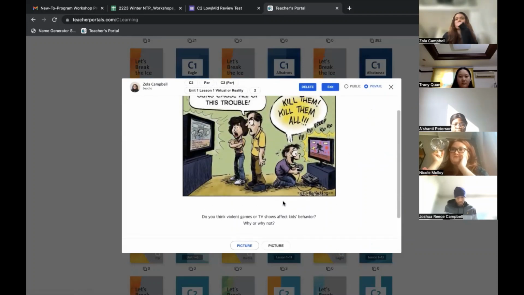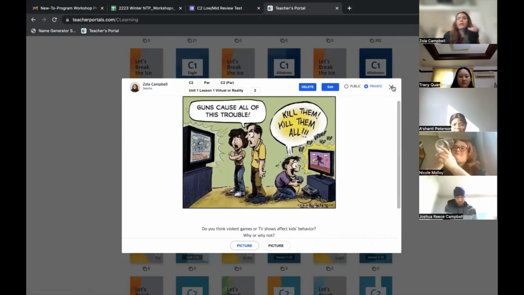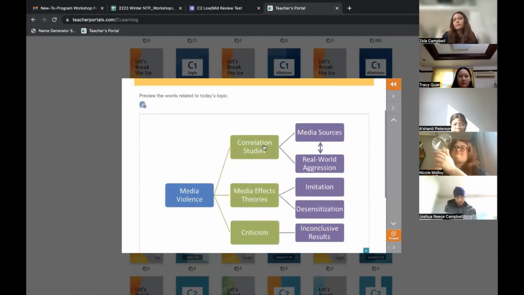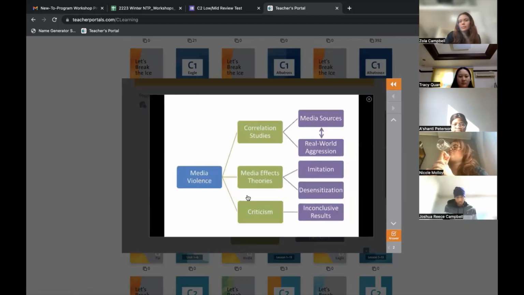So we have some questions here. Do you think violent video games or TV shows affect kids' behavior? Why or why not? So basically just put in media cards. If there's any words that you think might be difficult for them to understand, get them to understand that. Same with C1. Yeah, just introduce the words because they're going to be used throughout the lesson.